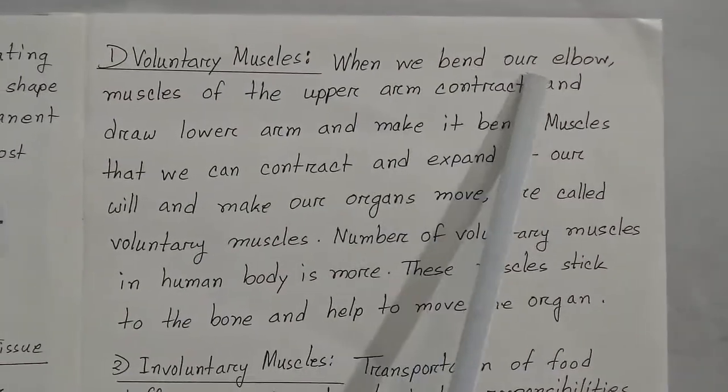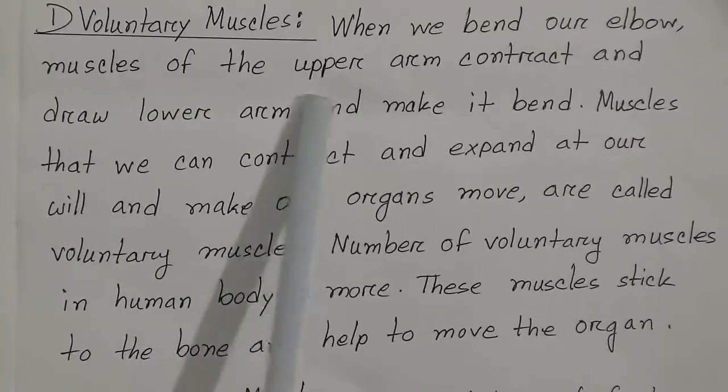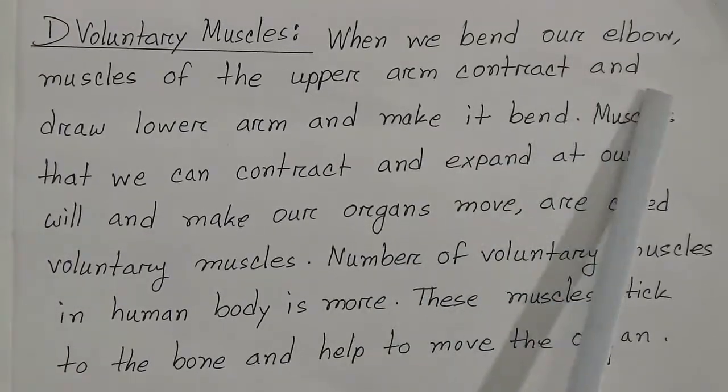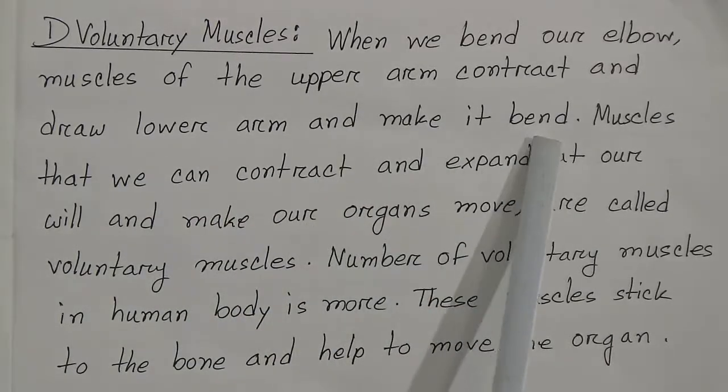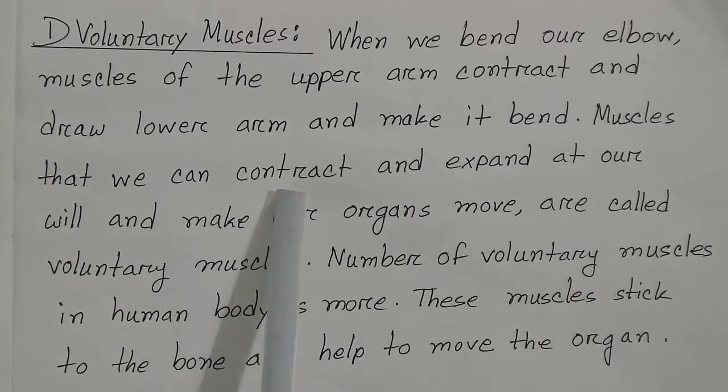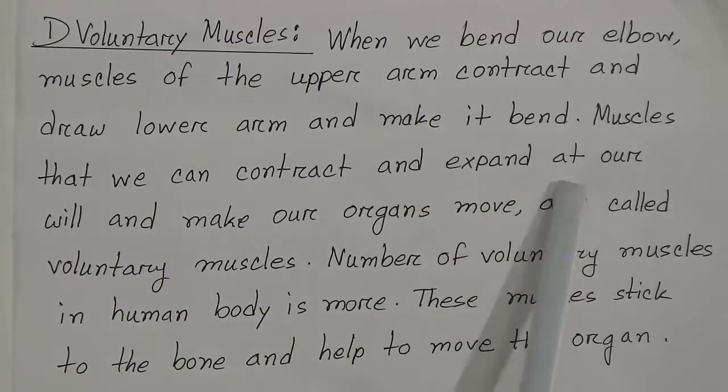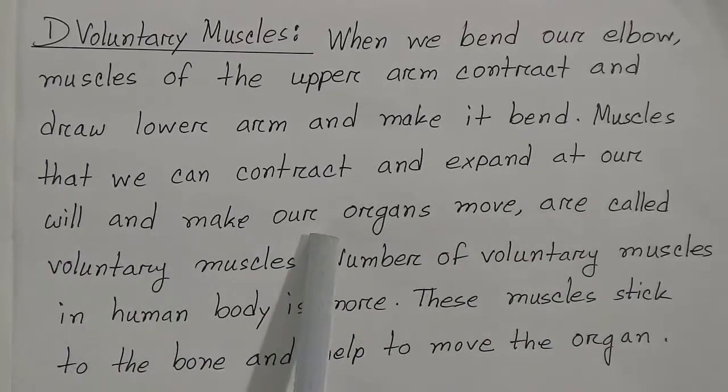When we bend our elbow, muscles of the upper arm contract and draw the lower arm and make it bend. Muscles that we can contract and expand at our will and make our organs move are called voluntary muscles. The number of voluntary muscles in the human body is more. These muscles stick to the bone and help to move the organ. Involuntary muscles.